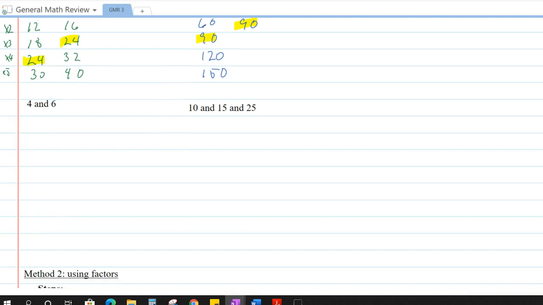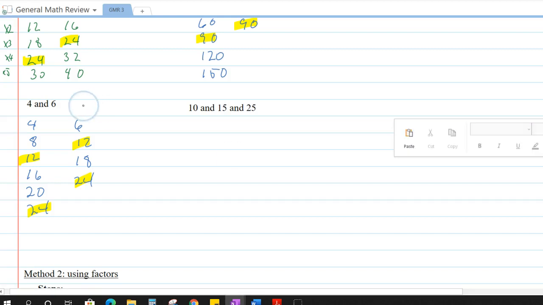Moving on to 4 and 6. We see what numbers work together. I have 12, and there's also a 24. We're looking for the least common multiple, which means the smallest number. So my answer here is going to be 12.